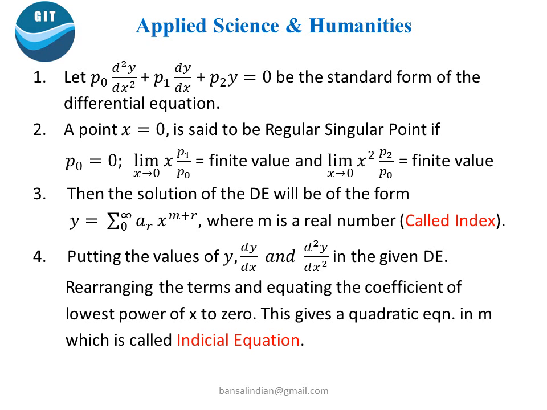If x is equal to 0 is a regular singular point, then we can consider the solution of the differential equation in the form summation r is equal to 0 to infinity ar x to the power m plus r, where m is any real number. Then we find the value of y, dy by dx and d2y by dx square, and putting these values in the given differential equation, simplifying the terms, and then on equating the coefficient of lowest power of x to 0, we get a quadratic equation which is known as indicial equation.